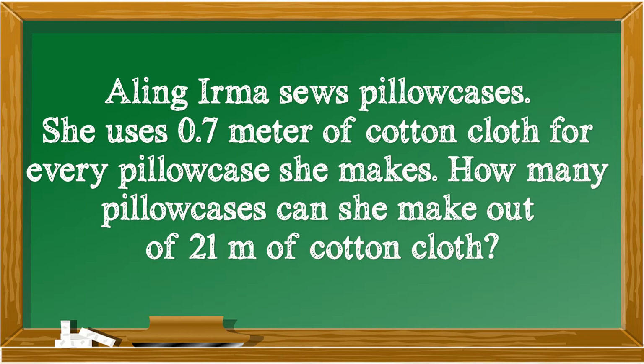Aling Irma sews pillowcases. She uses 7/10 meter of cotton cloth for every pillowcase she makes. How many pillowcases can she make out of 21 meters of cotton cloth? So we need to divide 21 meters of cotton cloth by 7/10 meter.